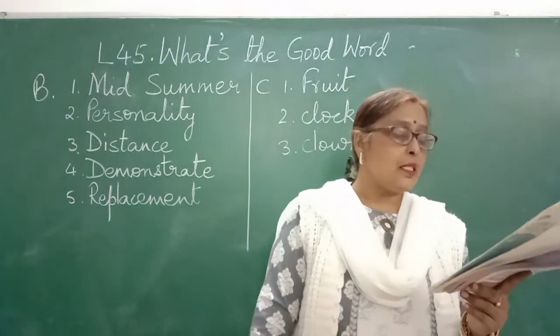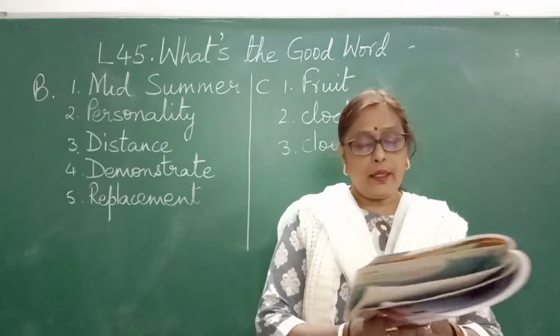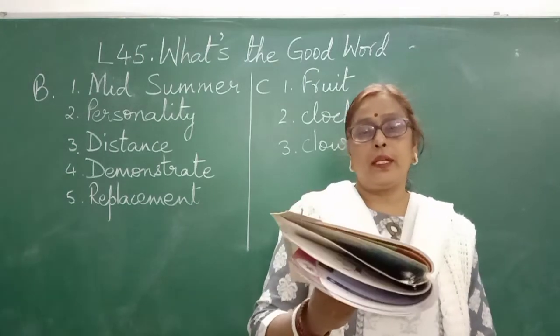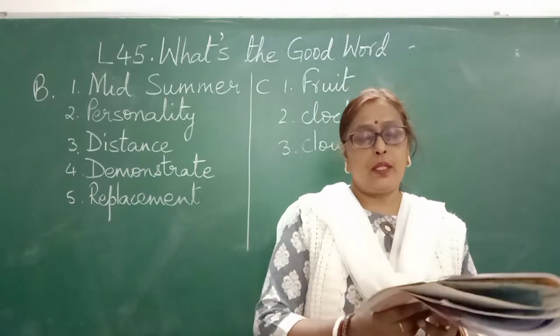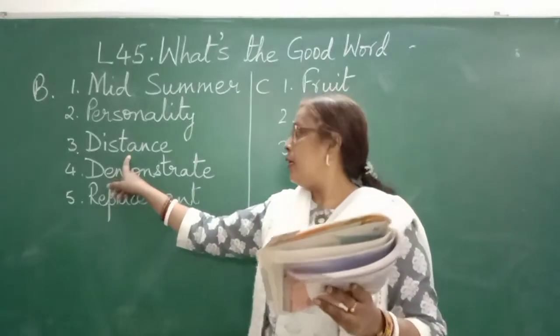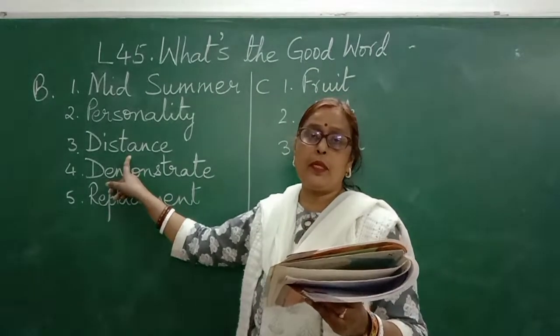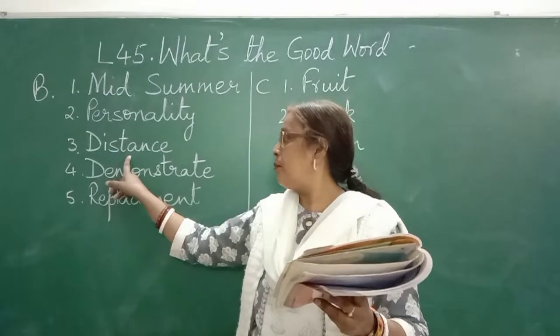Third one is its dance. The hint given is from here to there. Yahan se wahan tak. That is called distance. Its dance word se hume kya word mil sakta hai? Jiska matlab here to there ho, distance.